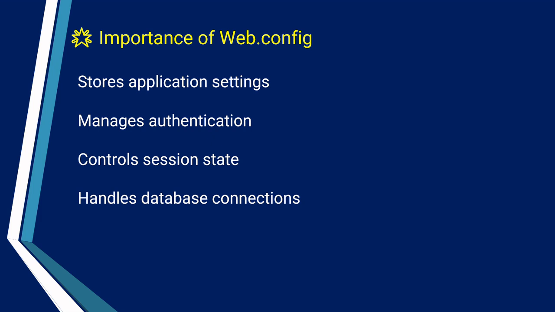The Web.config file is one of the most important files in your project. It stores application settings, manages authentication, controls session behavior, and defines database connection strings. Any configuration changes for your application happen here.